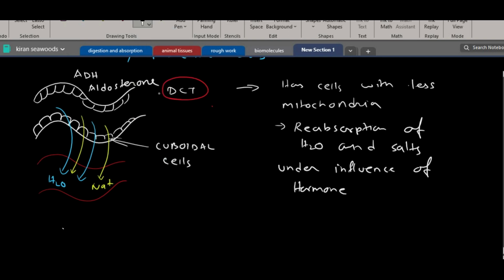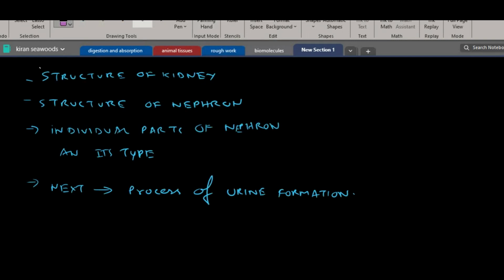Okay, let's move. So in today's video, what we have learned is about structure of kidney. We have seen structure of nephron and the individual parts of the nephron, and again its types, that is cortical nephron and medullary nephron. In the next video we will be looking at the process of urine formation. So please go through it, revise it, and learn it and practice the questions.